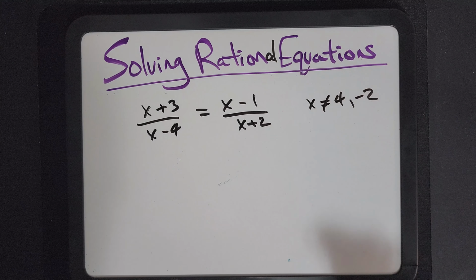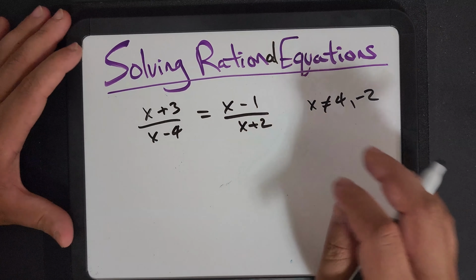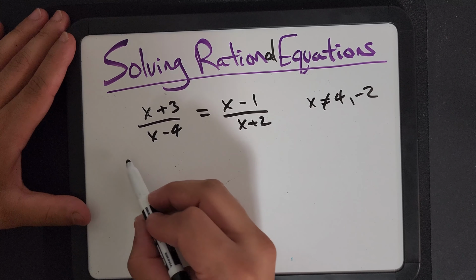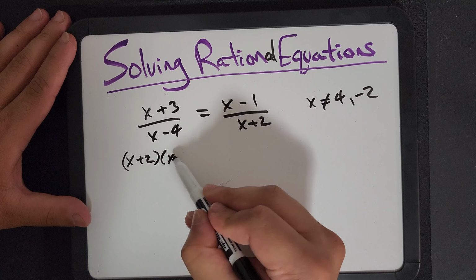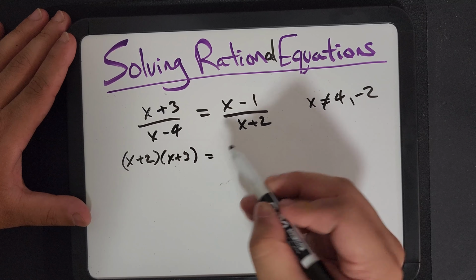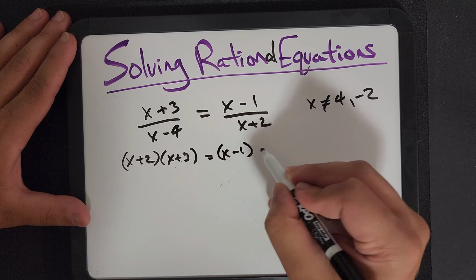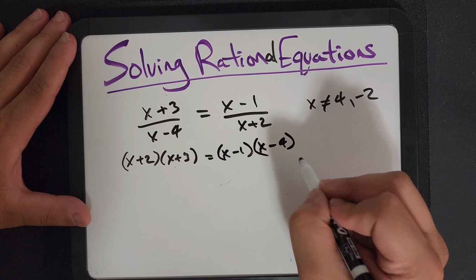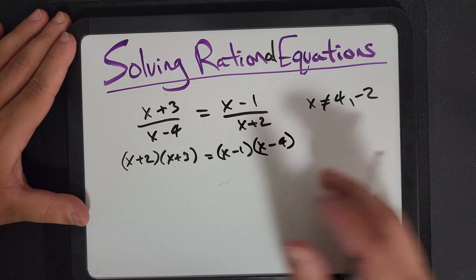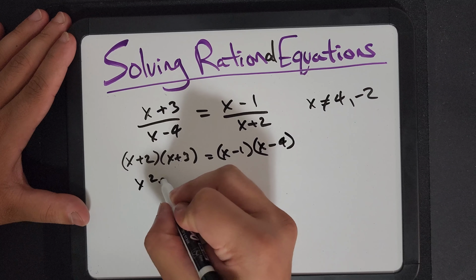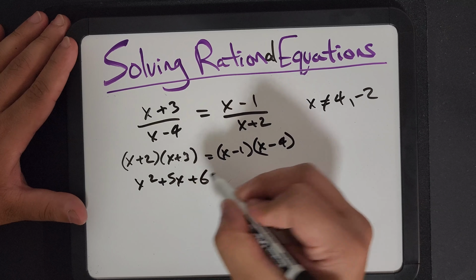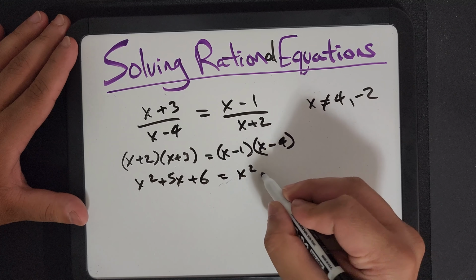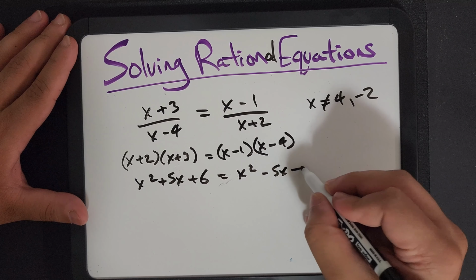So let's start solving for this. What we can do is cross multiply. So we'll have x plus 2 times x plus 3 equals x minus 1 times x minus 4. And now let's expand. x squared plus 5x plus 6 equals x squared minus 5x plus 4.